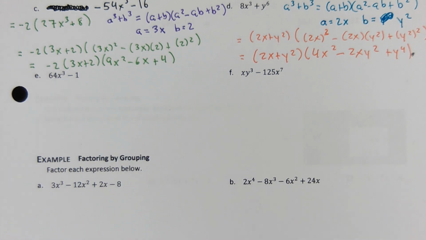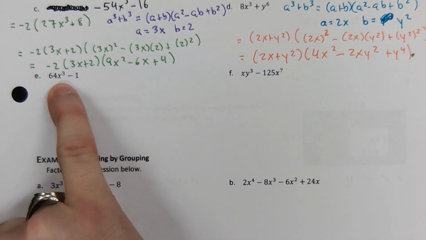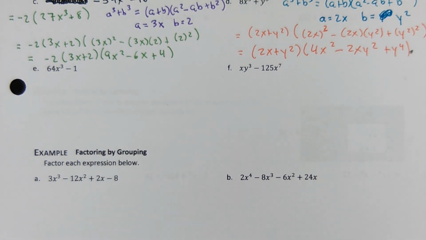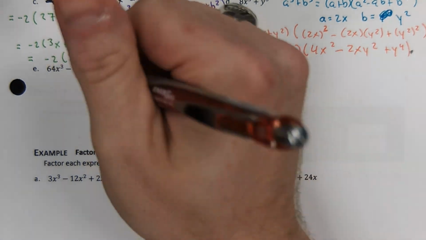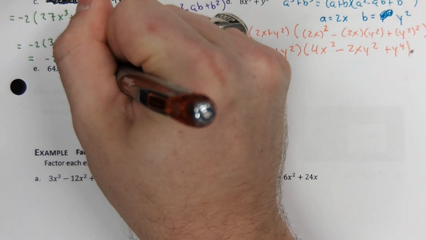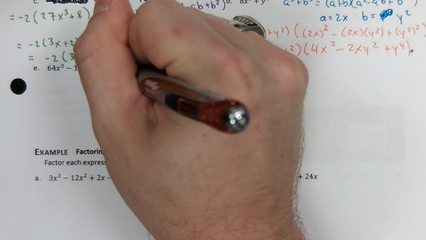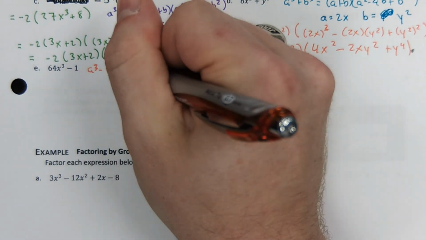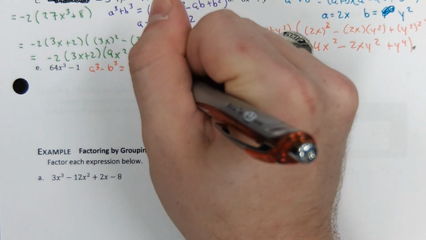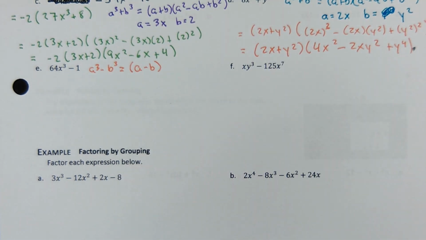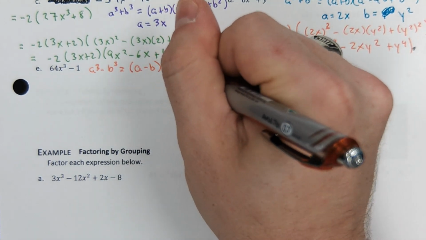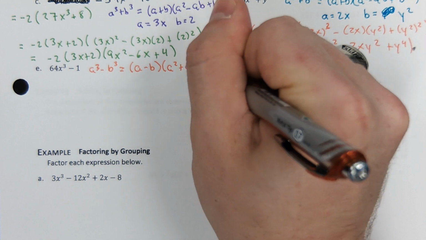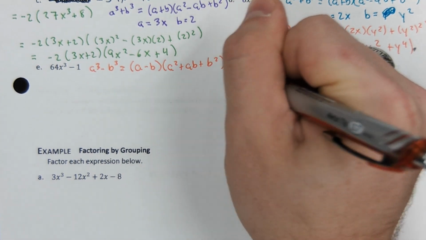64 happens to be a perfect cube, and 1 is a perfect cube. This is an a cubed minus b cubed situation. I said squared, but it's a cubed minus b cubed. Matching symbol goes between a and b. The opposite symbol will be written after a squared. Last symbol is always a plus.